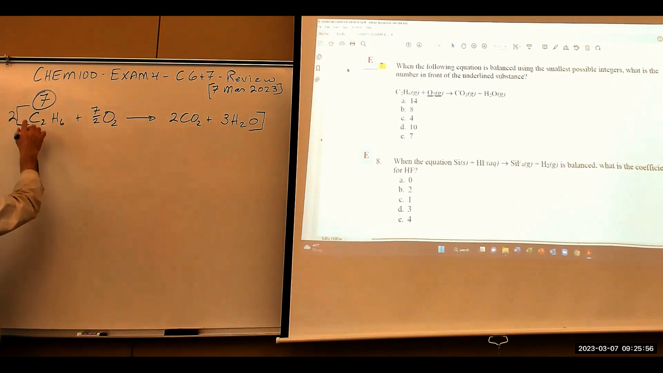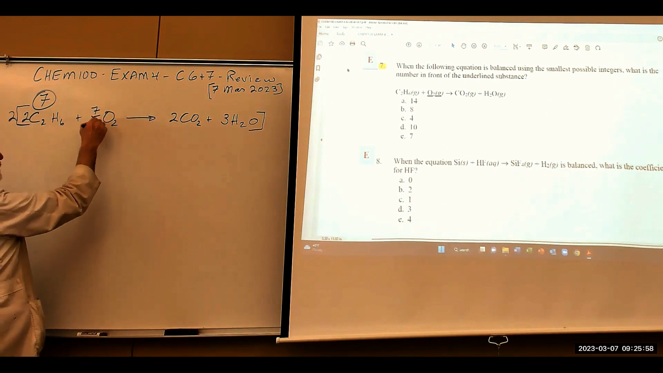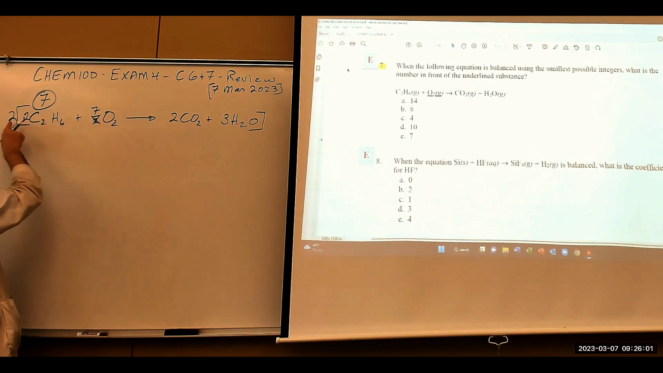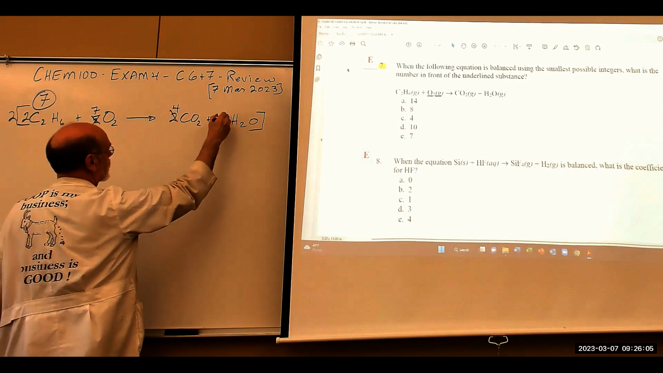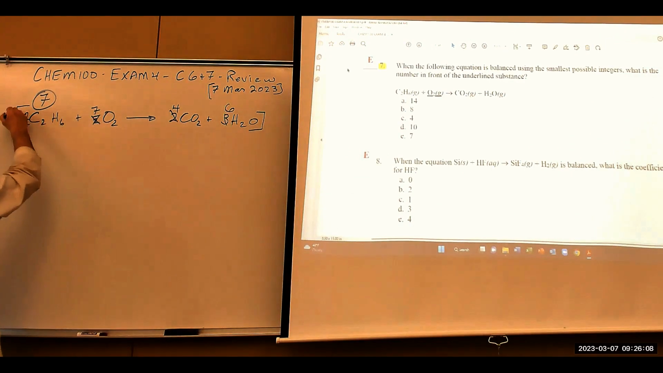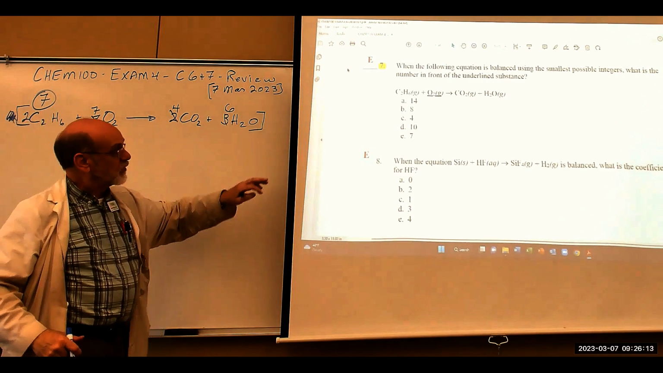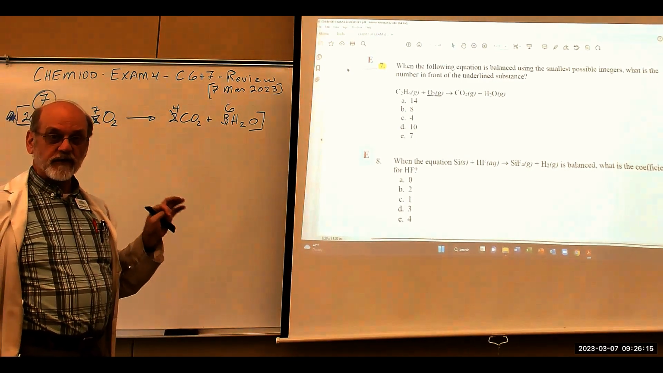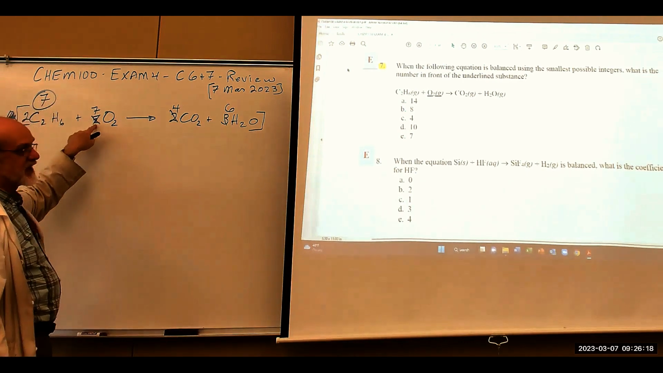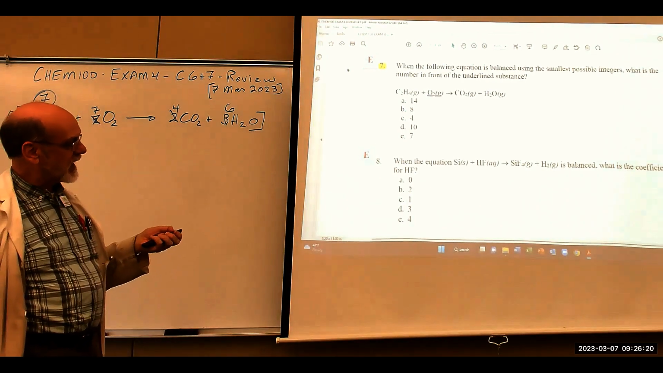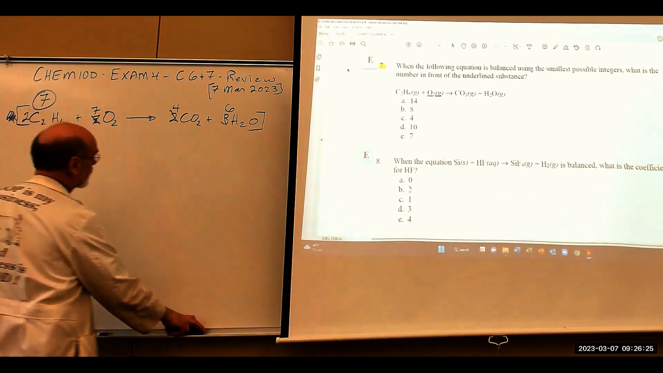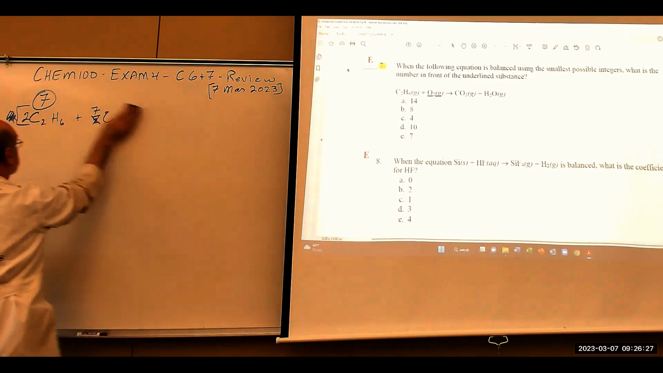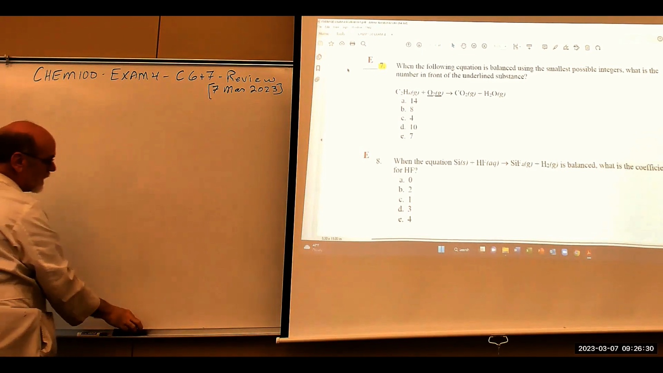So that puts a 2 in front of this one. That cancels the 2 here, right? Denominator, numerator cancels. So we have 7 there, we have a 4 here, and we have 6 there. And we've used up that 2. So our coefficients are 2, 7, 4, and 6. Which one are we interested in? The one in front of oxygen, which is 7. So that's why the answer is E. Okay, number 7, moving on.